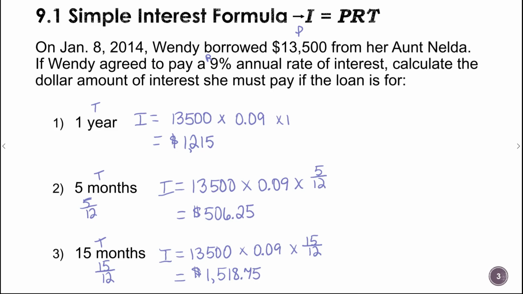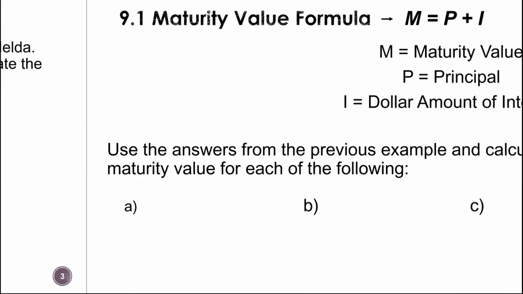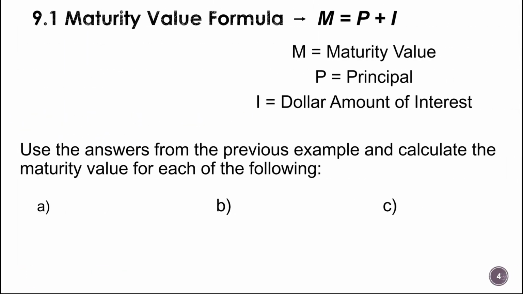All right. So on the next slide, we're going to talk about maturity value. Maturity value is at the end of the loan. So once your loan has matured, what is the value of that? We take the principal, the amount borrowed, plus the amount of interest that you need to pay, and that will give you maturity value. So we're going to find the answers from each of the previous questions.